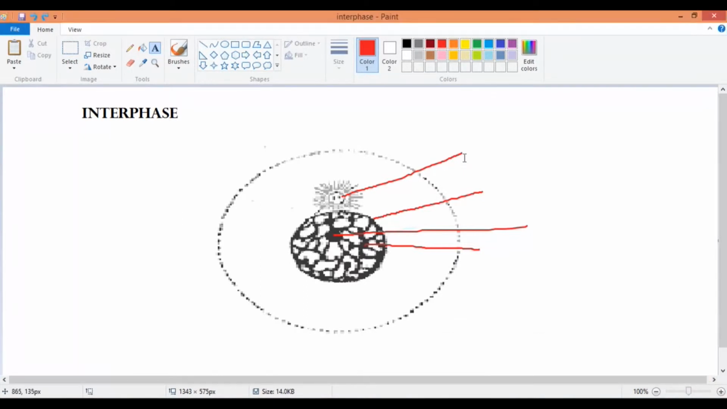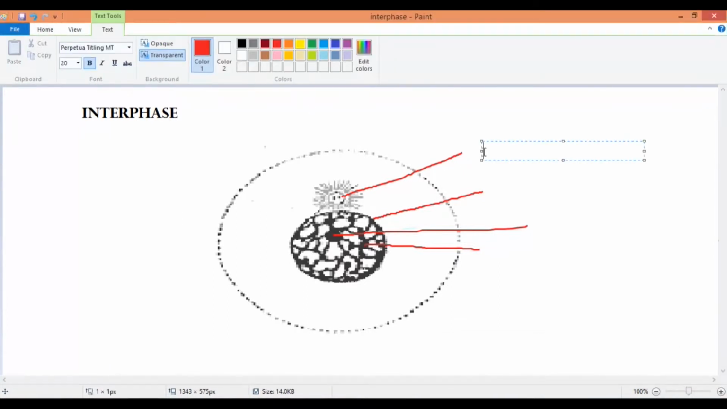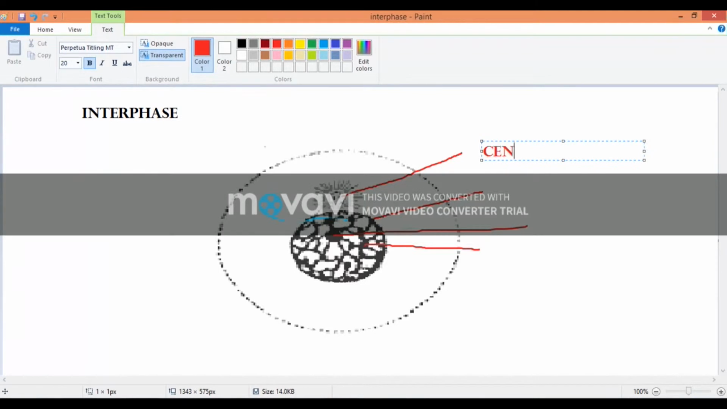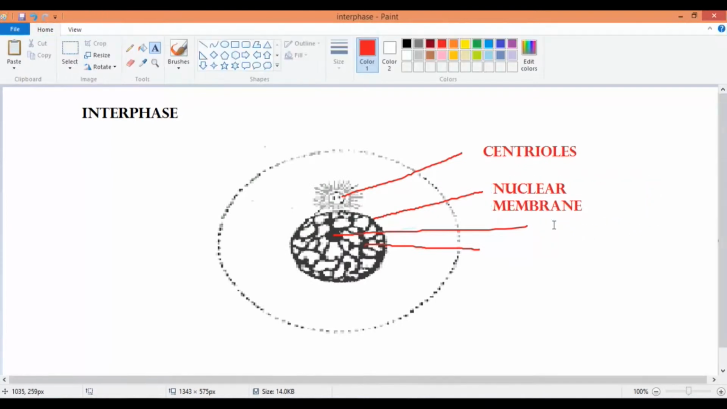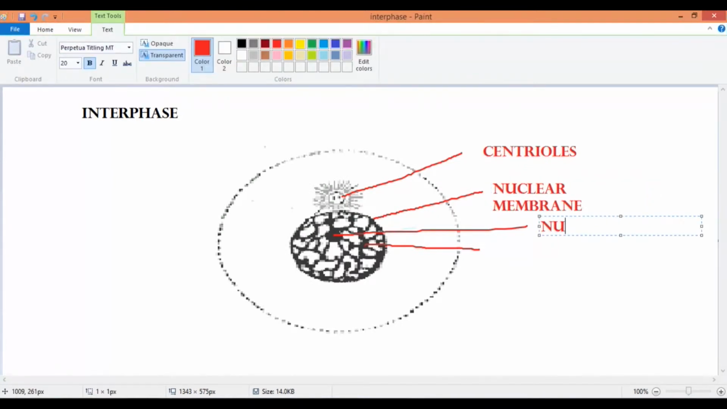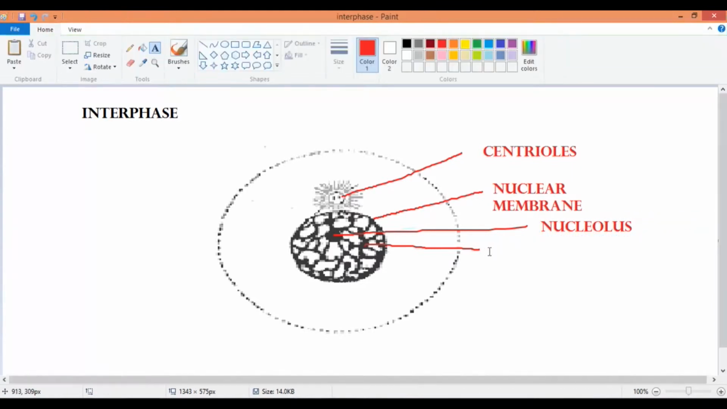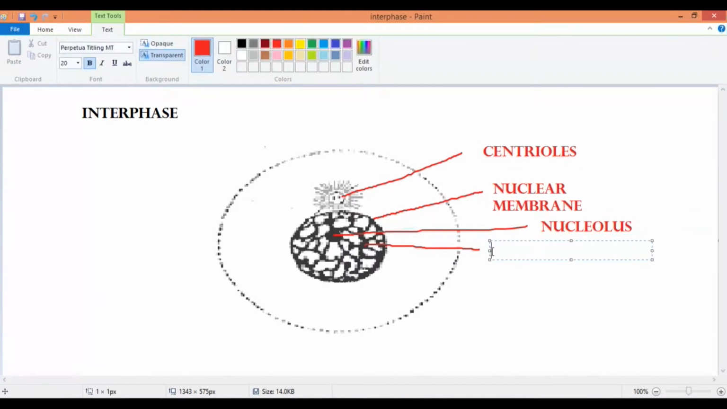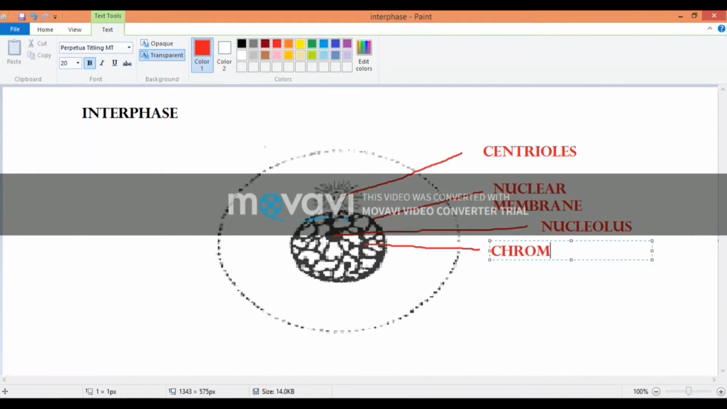So first, let us identify the different parts of the cell. So this is called the centrioles. And this one is the nuclear membrane, or also called the nuclear envelope. And this one is the nucleolus, which is the centermost part of a cell. And this one is the chromatids.